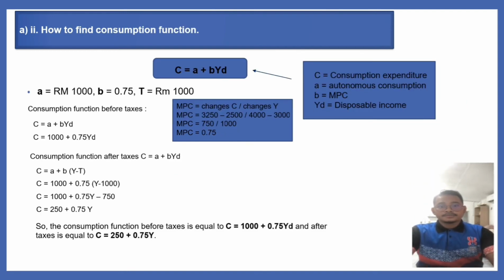To find the consumption, we have autonomous consumption 1000 and MPC equal to 0.75. So to get the consumption function before taxes, we just put all the figures in the formula, which is C equal to A plus bYd. For the consumption function after taxes, we will include the taxes that we found in the previous question. So we will subtract the taxes from the national income to get the new consumption function after taxes.